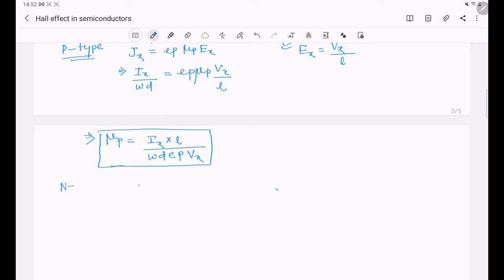Similarly, for an n-type semiconductor you can find the expression of mobility as Ix into L divided by W into d into e into n into Vx. This is the expression of mobility of electrons in an n-type semiconductor.